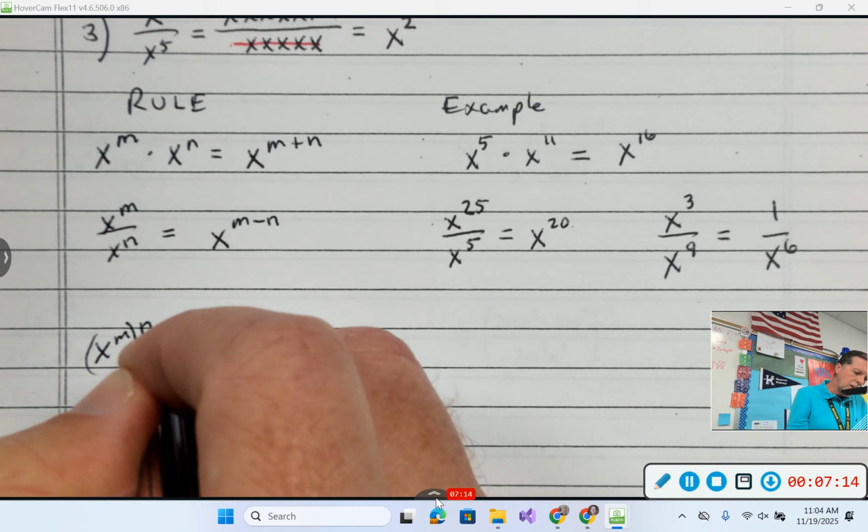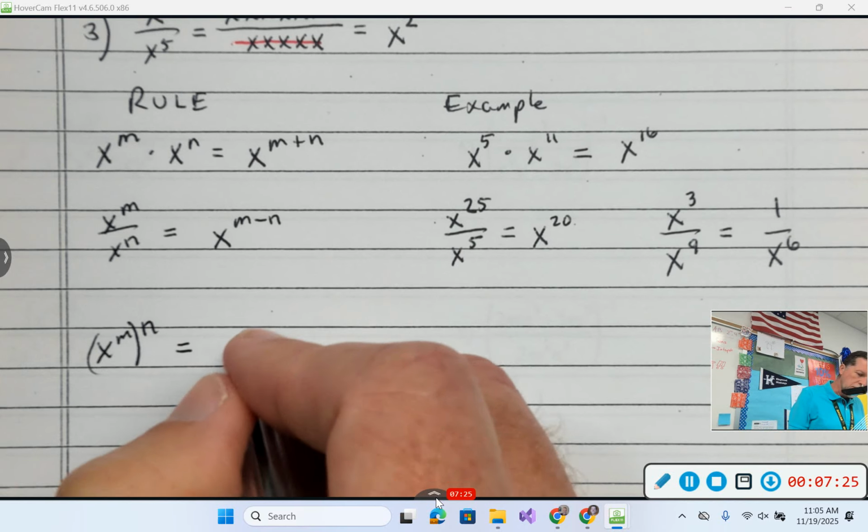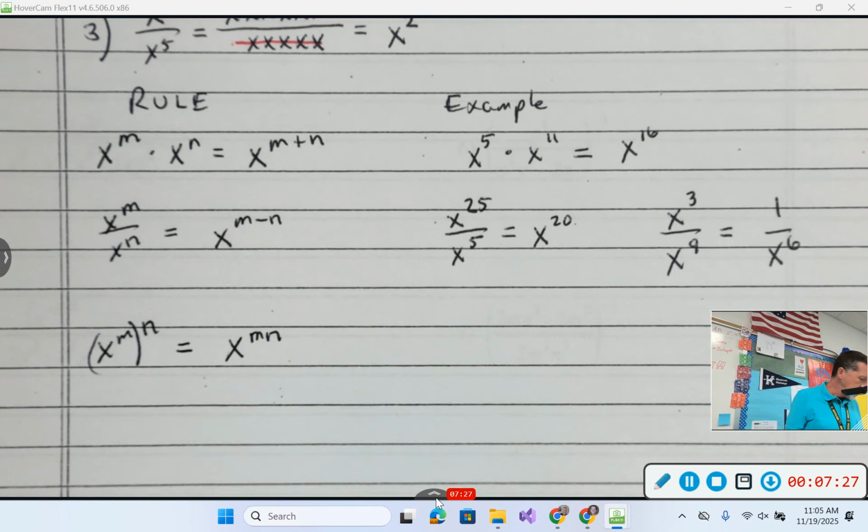Right? x to the m to the n. I should pick different letters than m and n. They sound alike. x to the m raised to the n. What do I do with those numbers? Multiply them. So that's x to the mn.